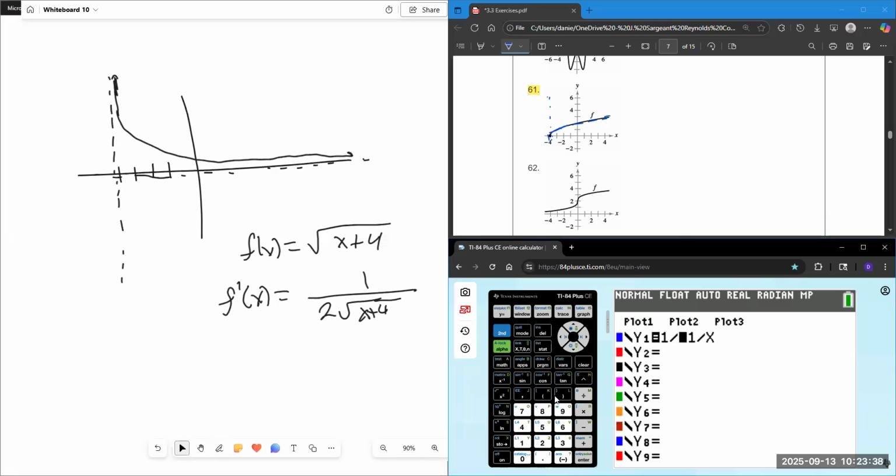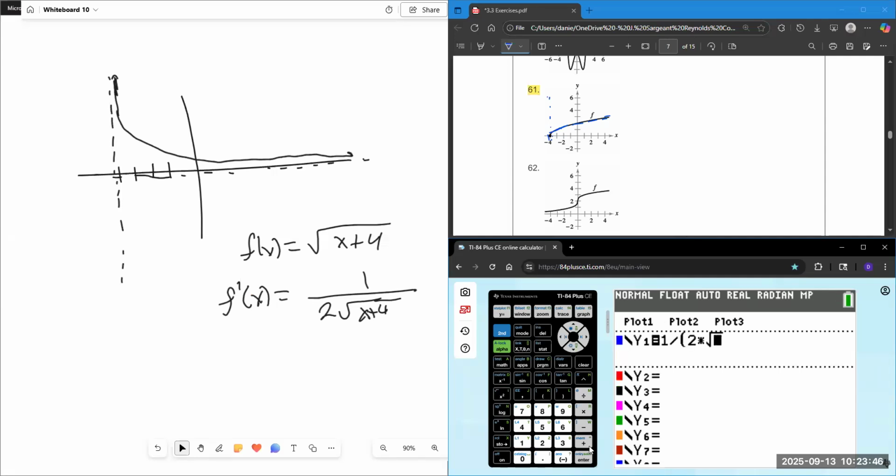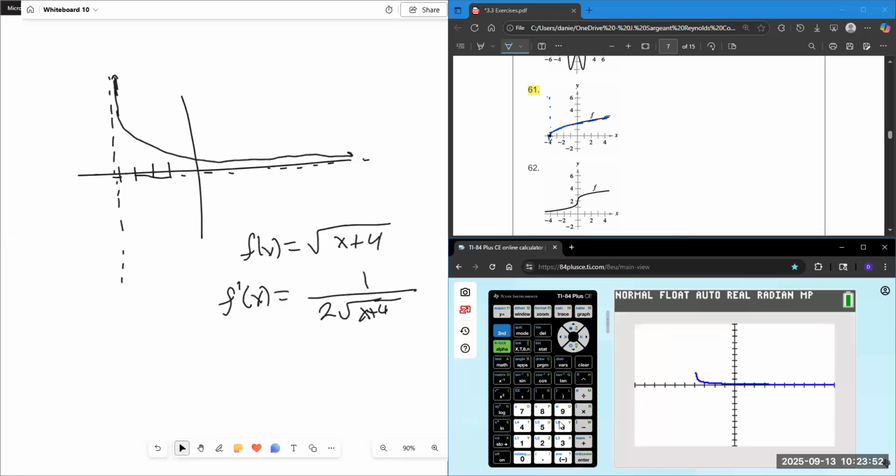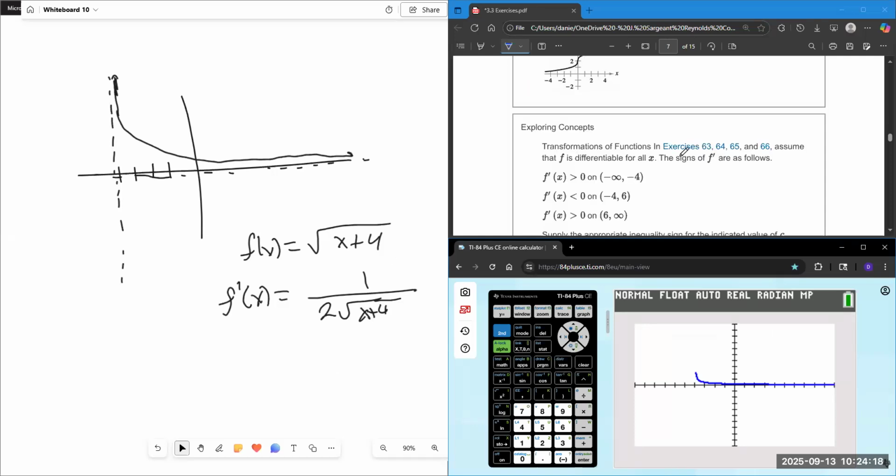1 divided by 2 times the square root of x plus 4. I'm going to zoom 6. And so you can't see that asymptote very well on the calculator, but you see it gradually decreasing like that. It's not exactly rational because it's got that square root in the denominator, but it has that same kind of shape to it. And that's why it's only on the right-hand side, because of this restricted domain because of the square root. All right, let's finish up with number 79.